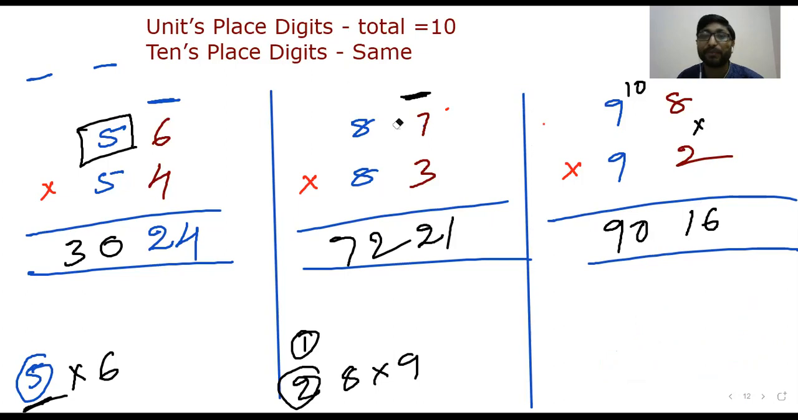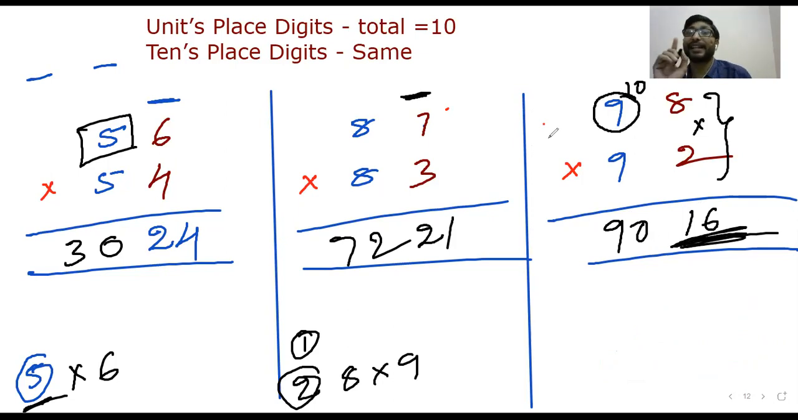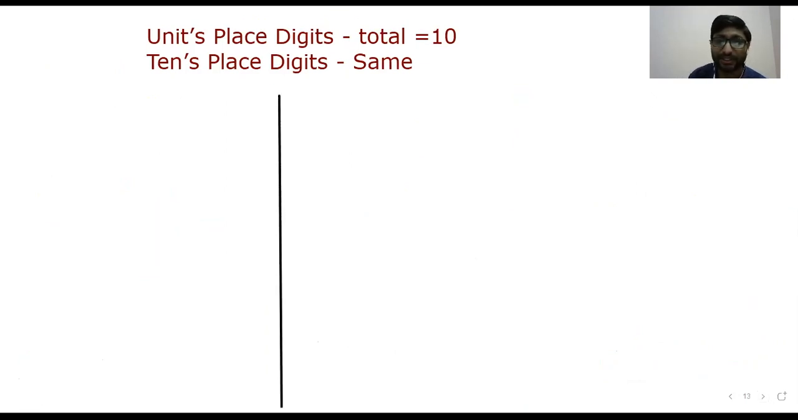See, multiply the units place numbers. 8 2s are 16. Take the tens place number and its consecutive number. Consecutive number is nothing but the next number. 9's next number is 10. 9 10s are 90. That's what the logic is.